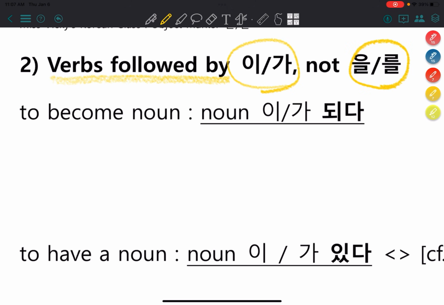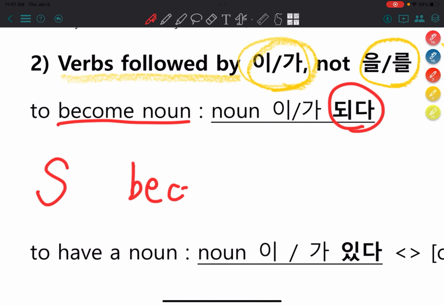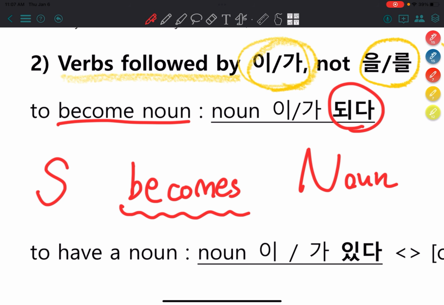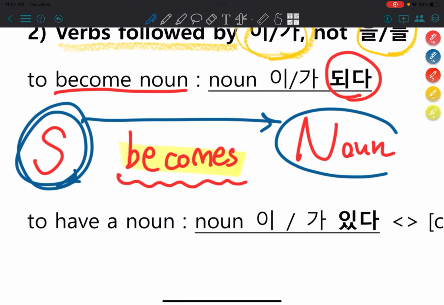It's actually used with 이가. So one of those examples are 되다 verb, which means to become. And when you say a subject becomes a noun, become is not a verb that directly affects a noun. Instead, it's more of a verb that indicates the change of status of the subject. So subject becomes this. So I wouldn't say become is a verb that can be done onto a target, right?